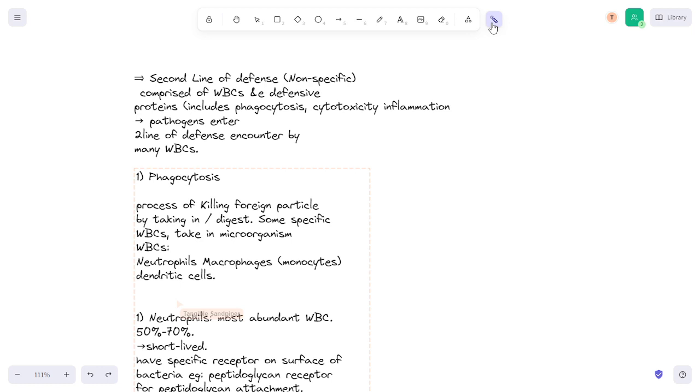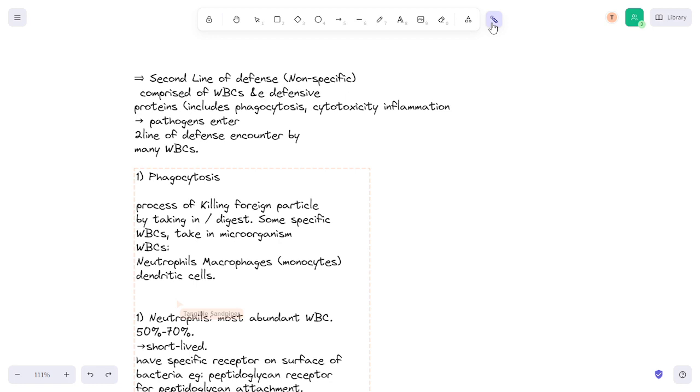Second line of defense is also non-specific. It is comprised of various types of white blood cells and defensive proteins. Second line of defense includes the processes of phagocytosis, cytotoxicity, inflammation, and some like fever, temperature, all these. In the second line of defense, these processes are used to encounter the foreign particles, to kill the foreign particles.